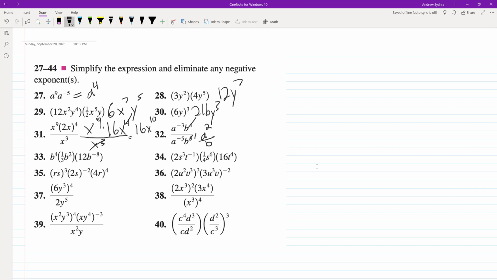All right, here we go. Let's see here. I'm going to have to figure out how to write these with the work showing. Okay, so b raised to the 4th. So 1/3 of 12 is going to be 4. So we have 4 b raised to the 6th over b raised to the 8th on the bottom. So this becomes 4 over b squared.